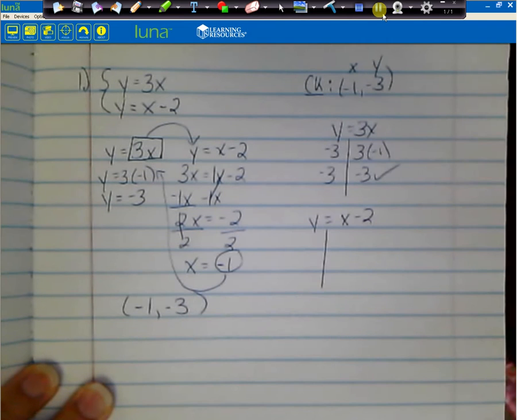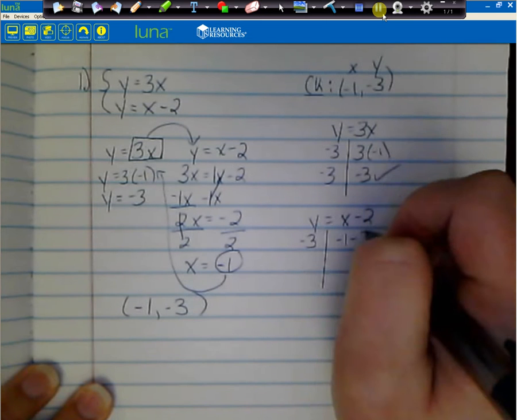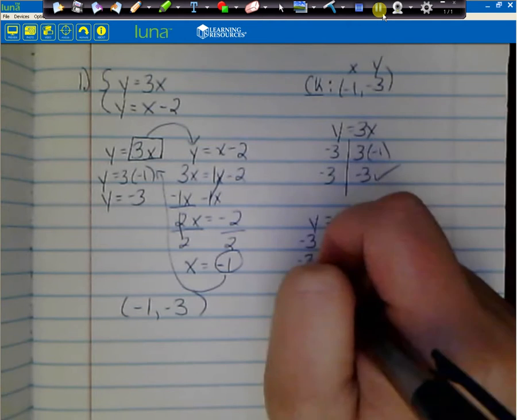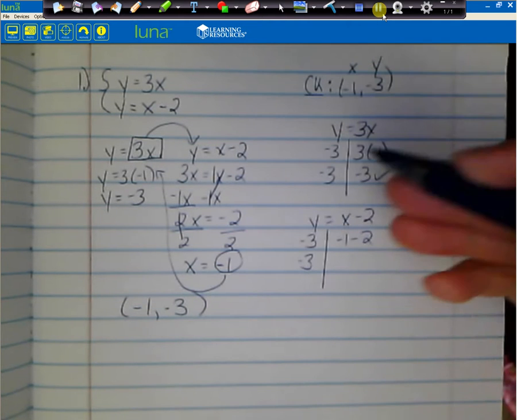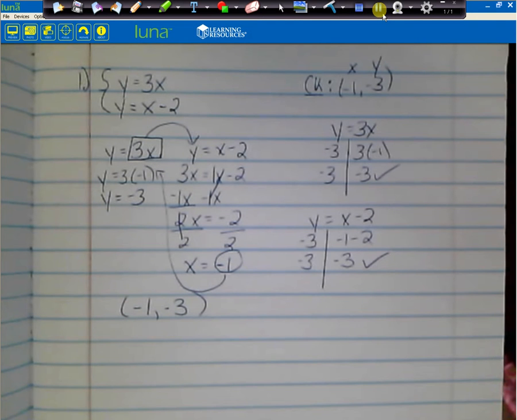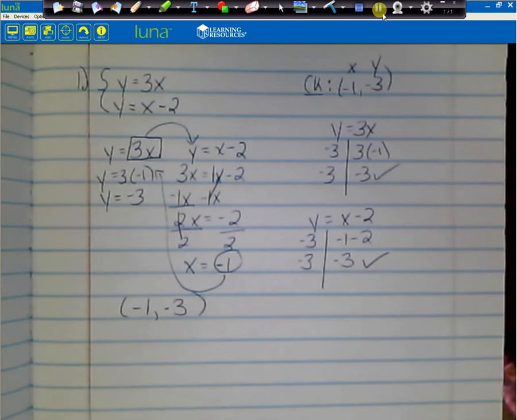And instead of y, I'm going to plug in my negative 3. Instead of x, I'm going to plug in my negative 1. On this side, I just have the negative 3. And on this side, negative 1 minus 2 is negative 3. So negative 3 equals negative 3, and that checks out as well. So this is my solution to my system.